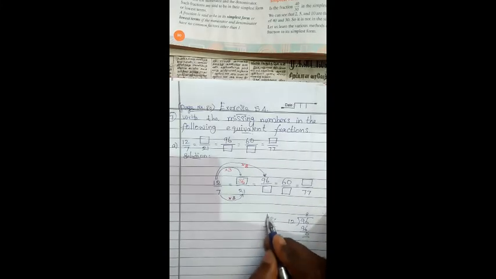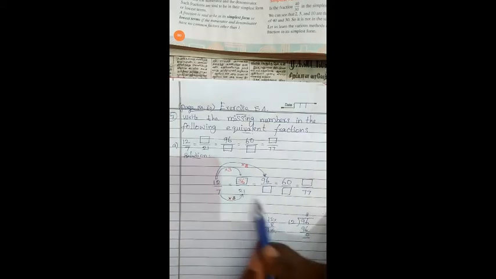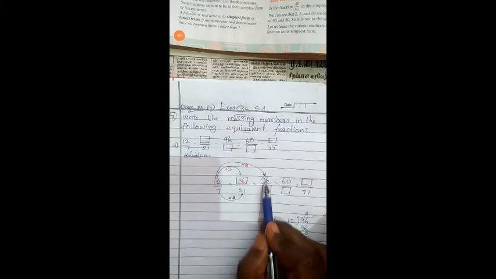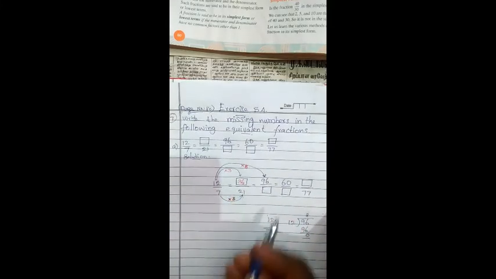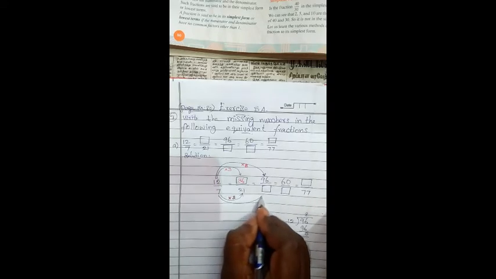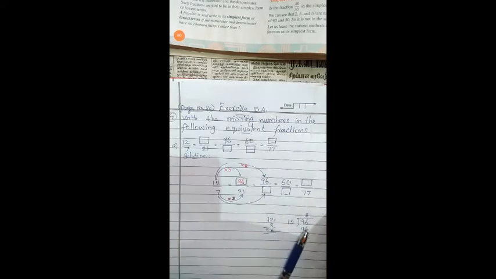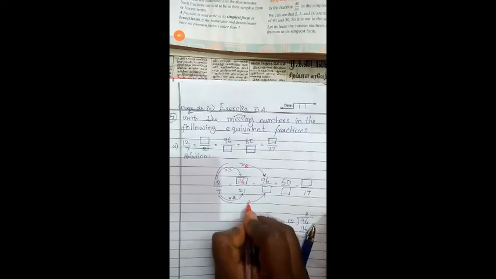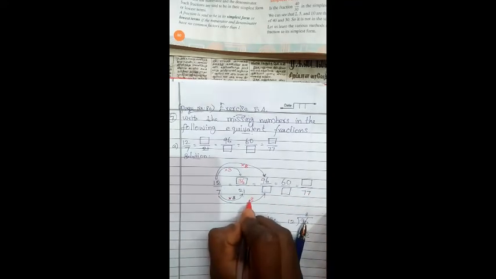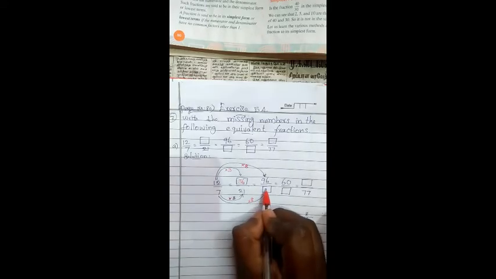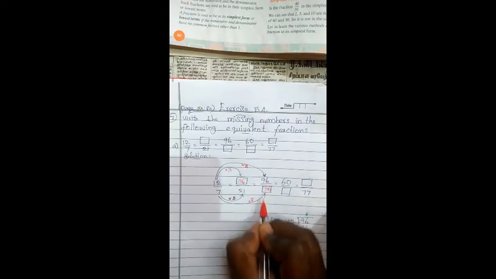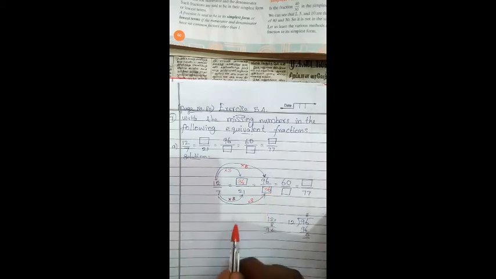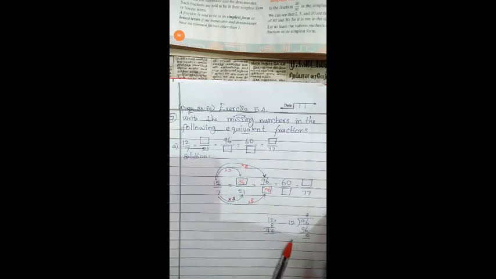8 2s are 16, plus 1 balance, 9. 96 we got. Correct. So 12 8s are 96. Then we must multiply the numerator also by the same 8. So 7 8s are... can you tell me? Very good, 56. 56 is the answer.